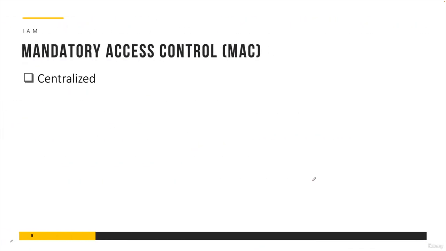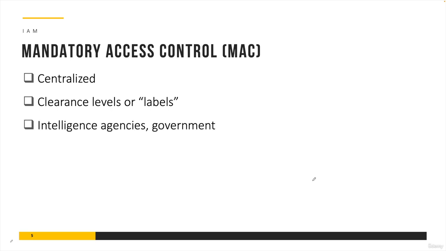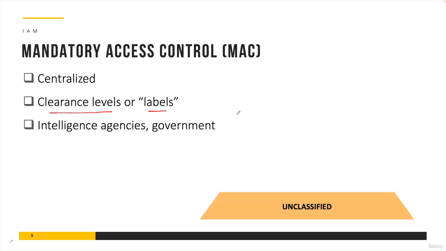The first thing you need to understand with mandatory access control is that it's a completely centralized solution. There is a central authority which decides who gets access and what type of access. Secondly, we have something which we call clearance levels or labels. And let me tell you something very interesting: mandatory access control is widely used by intelligence agencies or government. Now, you need to understand that there are two broad categories. The first category is unclassified documents. These are not necessarily classified and they do not require special protection or vetting of personnel accessing these documents or this information.